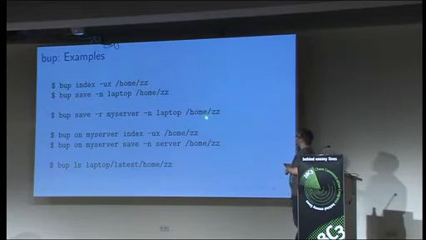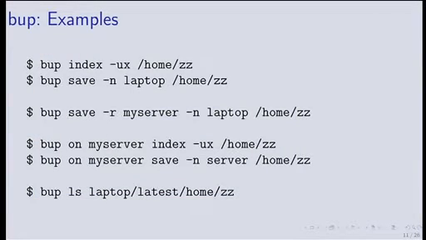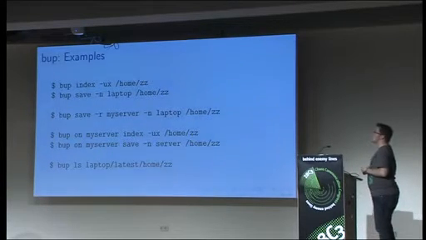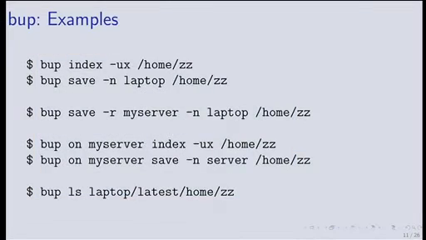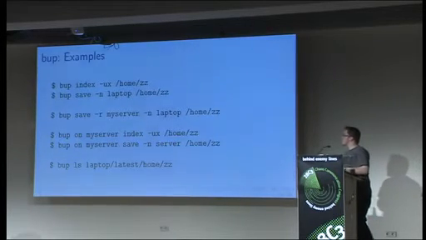Third command is backing up to a server. This is done over SSH, so you can do push-style backups to a remote machine. This is doing a backup of a server to your local machine, so you can do pull-style backups too. With the on command, you can run commands on a remote server. You have to have BUP installed there, of course. You have to have SSH configured, and then you do the index step, and you do your save step, and you have your backups locally.